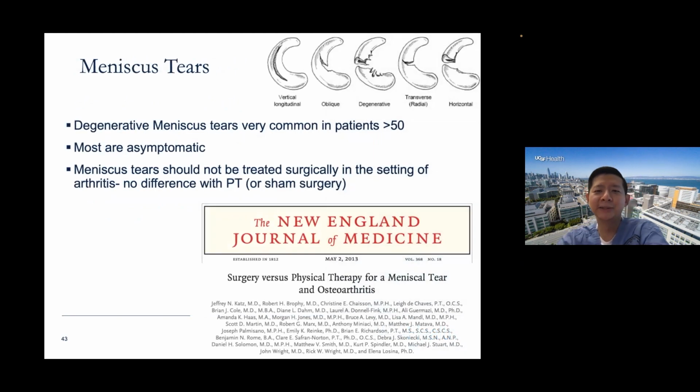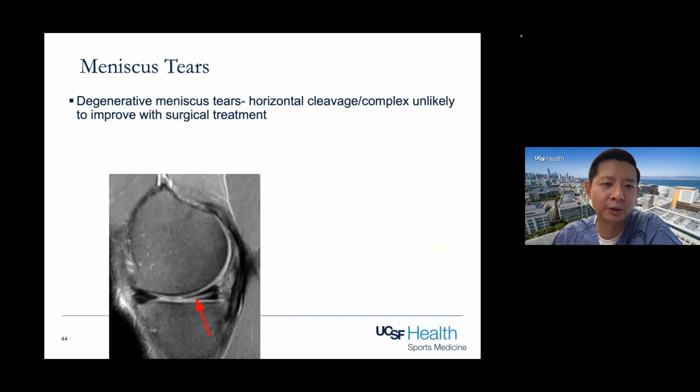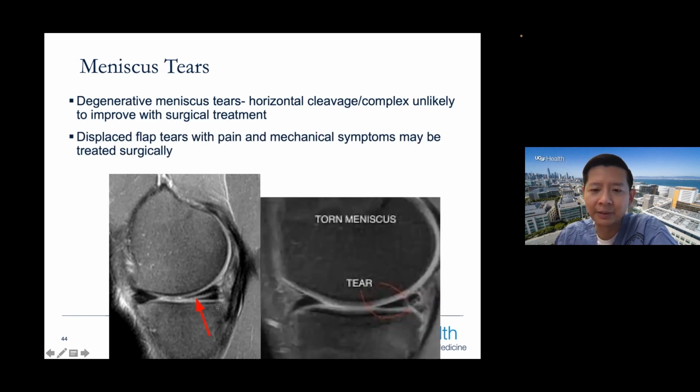Meniscus tears. Degenerative meniscus tears are also very common in patients over age 50. Most of these are asymptomatic tears. There have been very good randomized controlled studies showing that degenerative meniscus tears should not be treated surgically, especially in the setting of arthritis. There's been no improvement compared to sham surgery. What I consider degenerative meniscus tears would be horizontal cleavage tears or complex tears. In this MRI, you see this white line right between the two, which shows a horizontal cleavage tear. Most of these can be treated non-operatively.